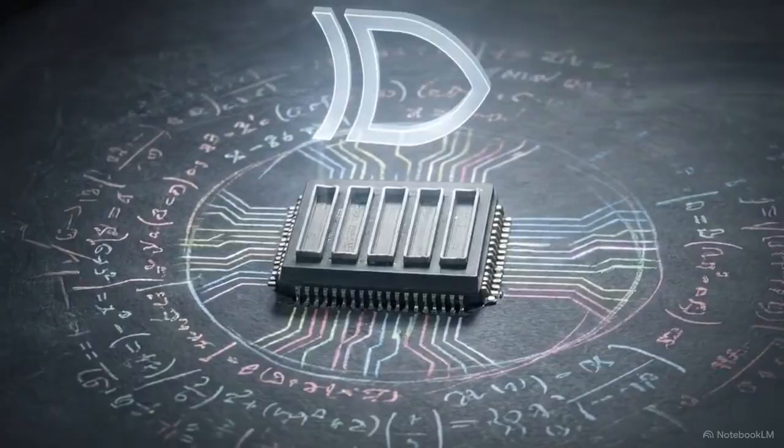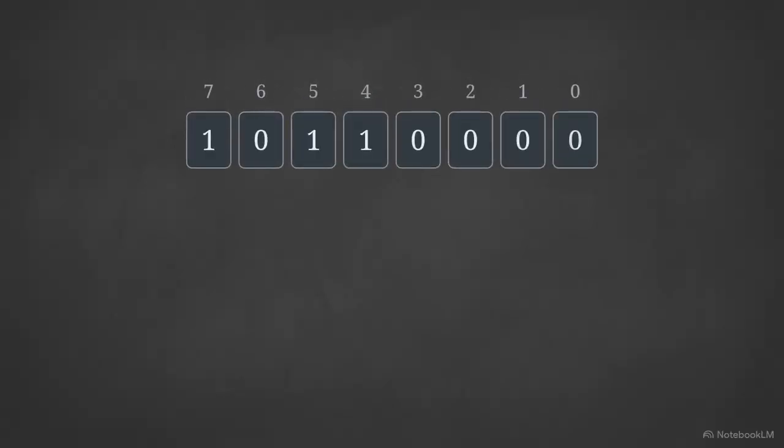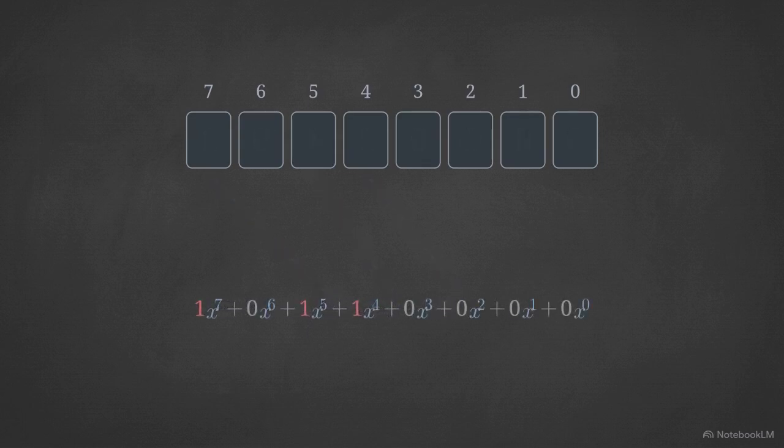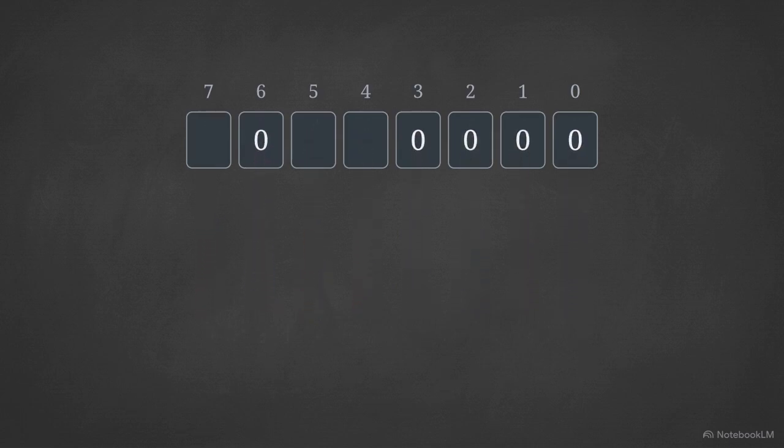transistors. Within a processor, any sequence of n bits can be expressed mathematically as a polynomial with a degree less than n. We represent a byte like 10110000 as x to the 7th plus x to the 5th plus x to the 4th. We translate this into hardware by stripping away the variables and keeping only the binary coefficients.